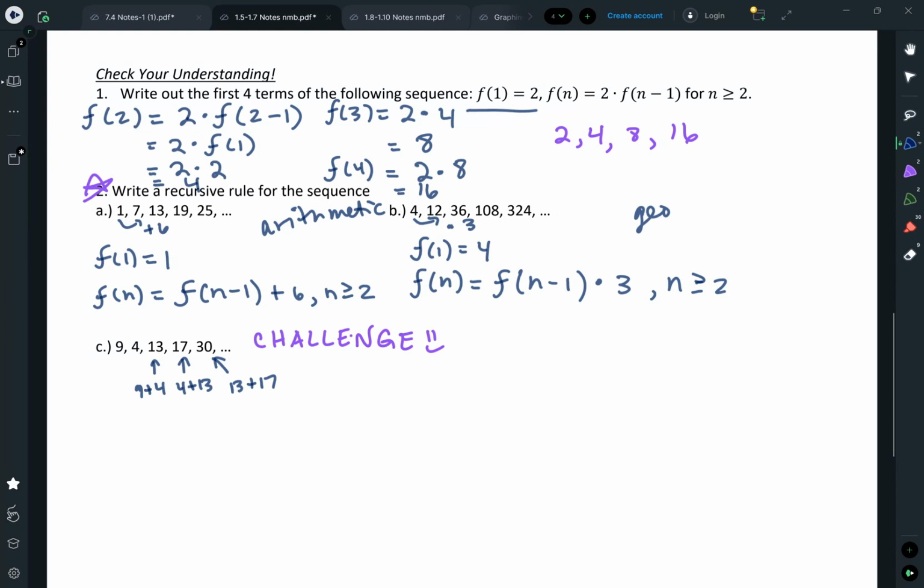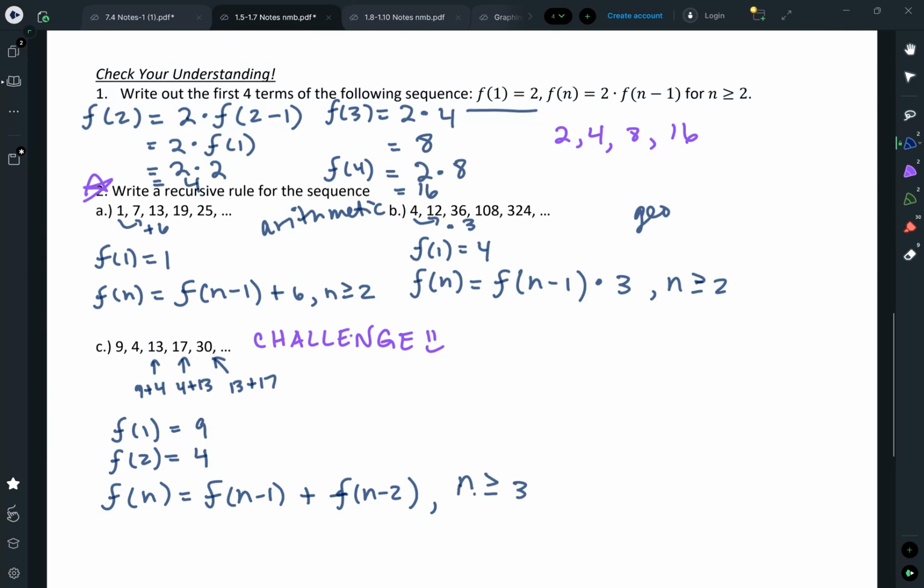So that means I'm going to have to define f of 1. F of 1 is 9. I'm going to have to define f of 2. That's going to equal 4. And then my f of n is going to be my previous term, f of n minus 1, plus the previous term of the previous term, right? 2 terms back, which is f of n minus 2. And that is when n is now greater than or equal to 3, because I have f of 1 and f of 2 identified already. That was a really tricky one.